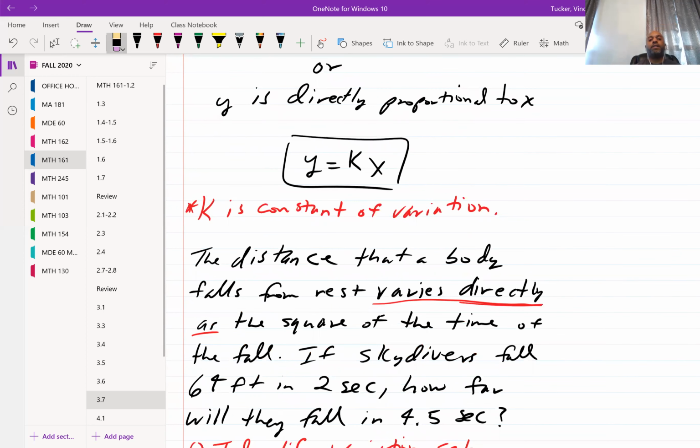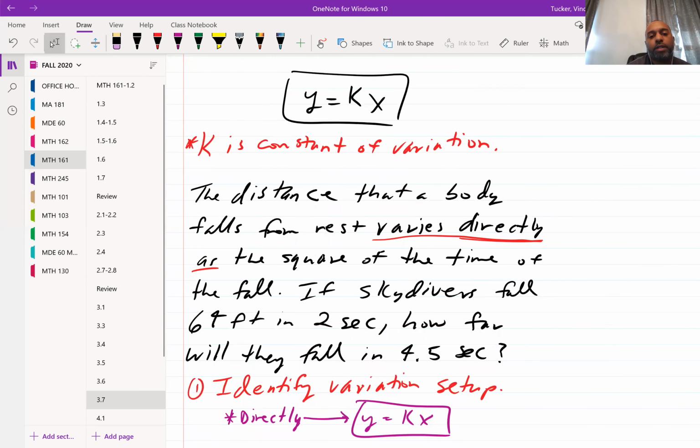So we have the distance that a body falls from rest varies directly as the square of the time of fall. The skydivers fall 64 feet in 2 seconds. How far will they fall in 4.5 seconds?